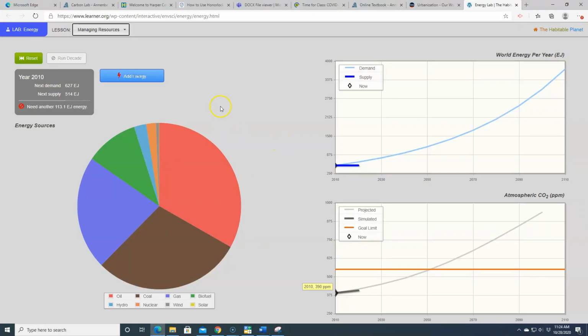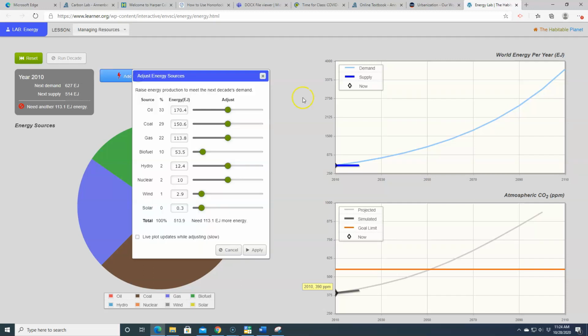Next, we have to figure out how we are going to increase energy so that we can supply a growing global population. That's when we're going to hit this Add Energy button. The Add Energy button gives us all of our sources here, and it's also a quick way to look at what's currently being used. The percentages in the pie chart down here are the same as the percentages you see here, so you can double check you have the right answers. But that's before we make adjustments.